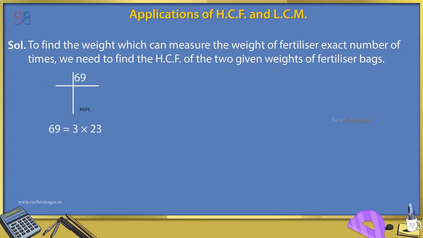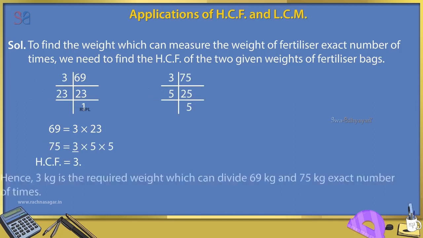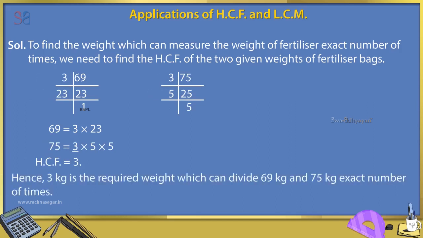69 equal to 3 multiplied by 23. 75 equal to 3 multiplied by 5 multiplied by 5. HCF is equal to 3. Hence, 3 kg is the required weight which can divide 69 kg and 75 kg exact number of times.